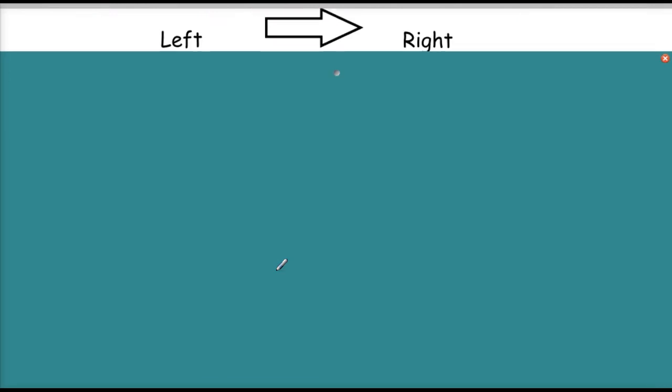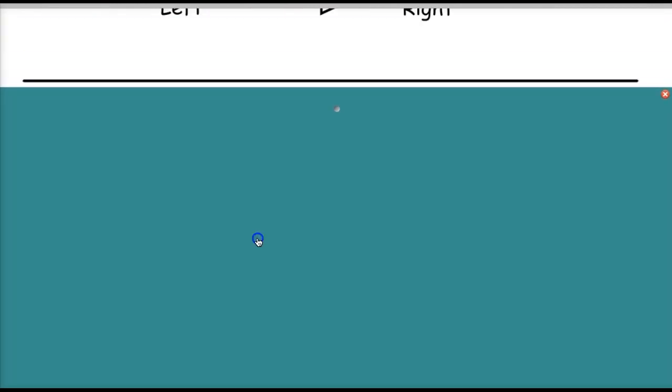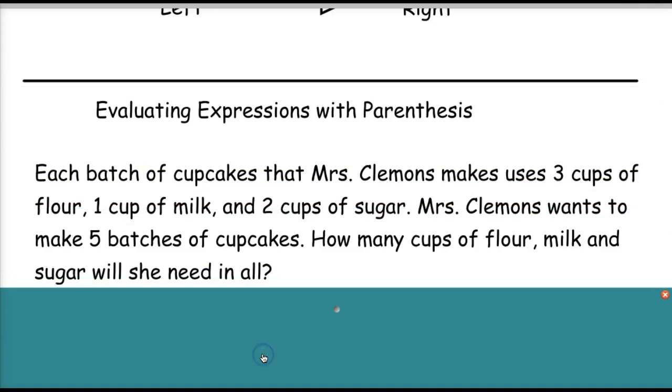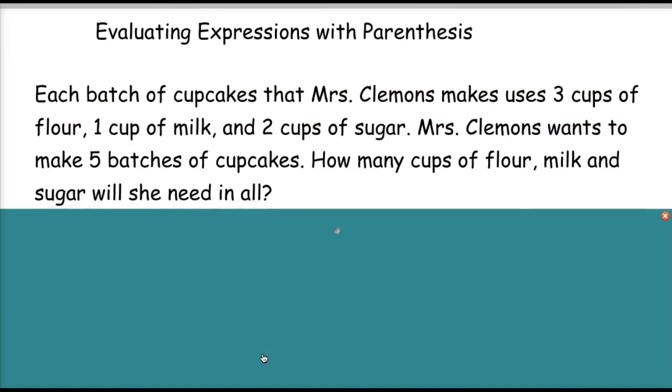All right, well, let's look at it really quickly. What if you have parentheses in the problem? So we're going to evaluate expressions with parentheses. So let's look through this problem right now. Each batch of cupcakes that Mrs. Clemens makes uses 3 cups of flour, 1 cup of milk, and 2 cups of sugar. Mrs. Clemens wants to make 5 batches of cupcakes. How many cups of flour, milk, and sugar will she need in all?